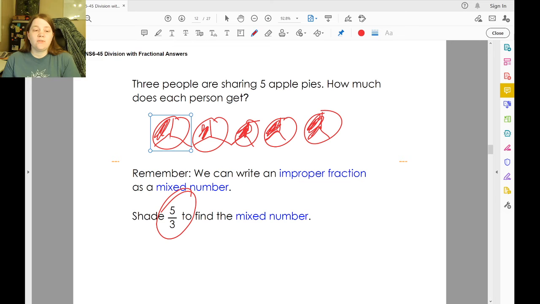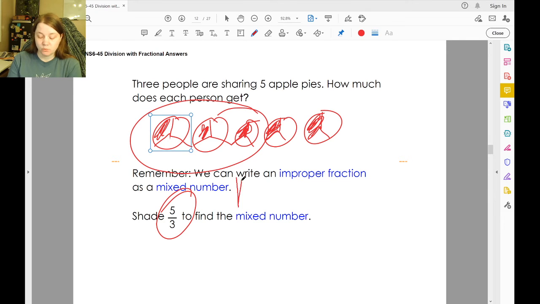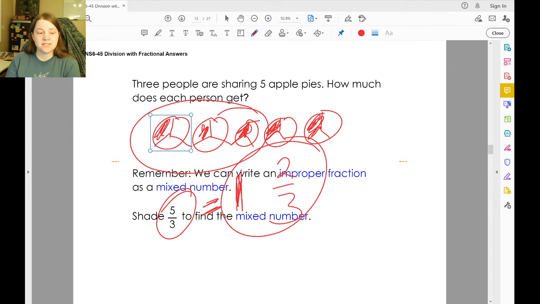Well, I know that 3/3 makes 1 whole. So 1/3, 2/3, 3/3. This is 1 whole right here. And then I have 2/3 left over. So my answer, 5/3, is the same thing as 1 2/3.